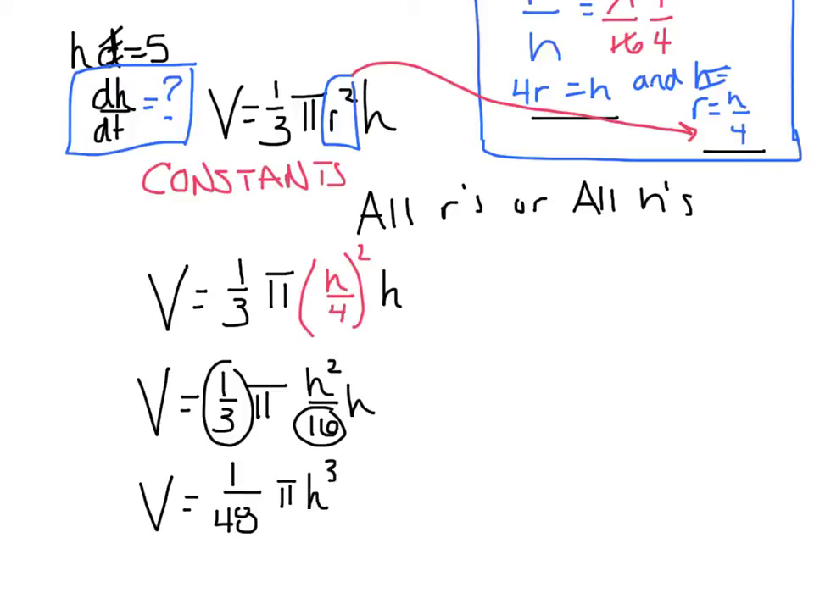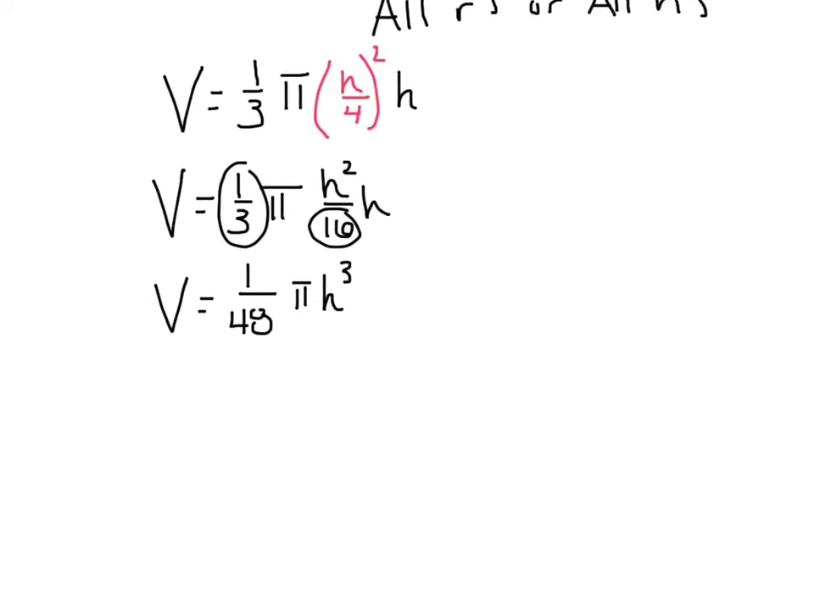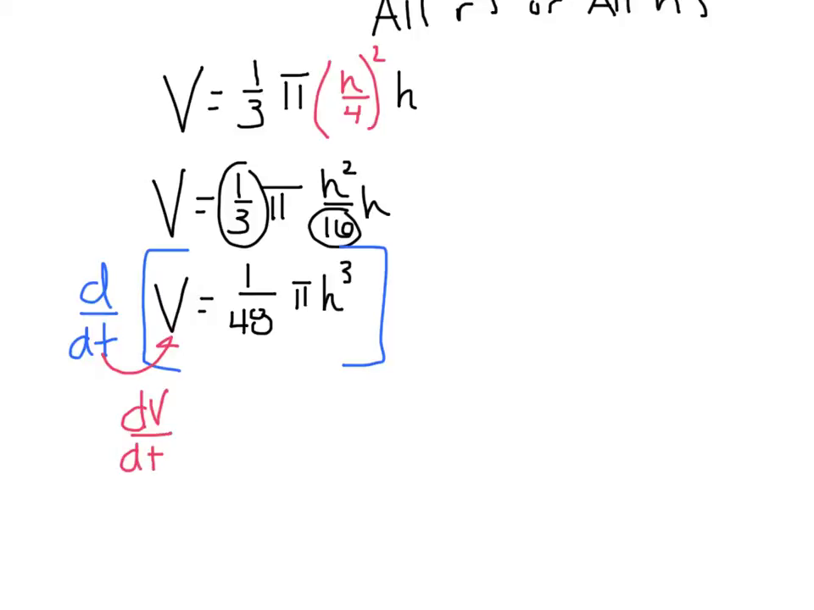Now that I have this nice simplified equation, I'm going to take its derivative with respect to time. So we'll bracket it in, and we'll put a nice d/dt out front. Derive this function with respect to time. So variables don't match. The derivative of V is dV/dt. Basically, there's only one variable in the problem, and it's h cubed.